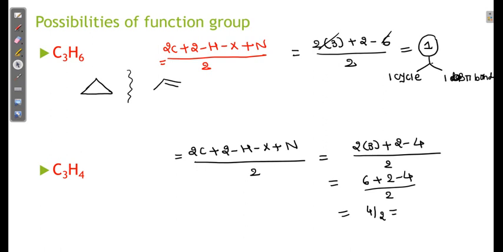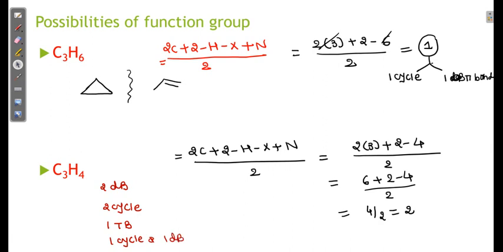The DU is 2. If the DU is 2, what are the possibilities of the structure? 2 DU means 2 double bond, 2 cycle, or 1 triple bond, or 1 cycle and 1 double bond.